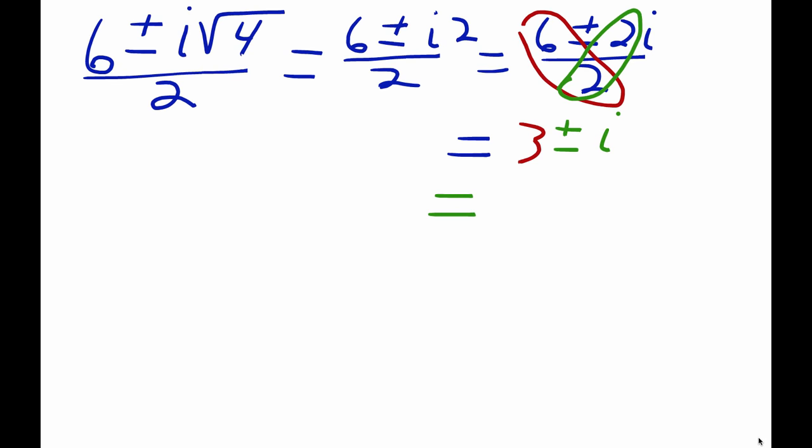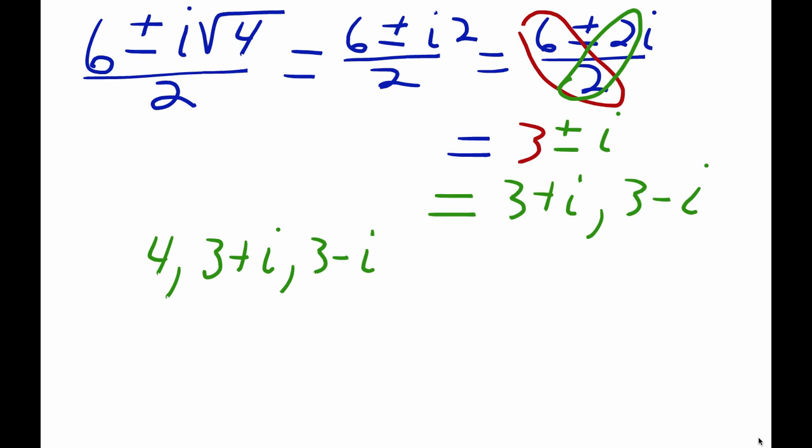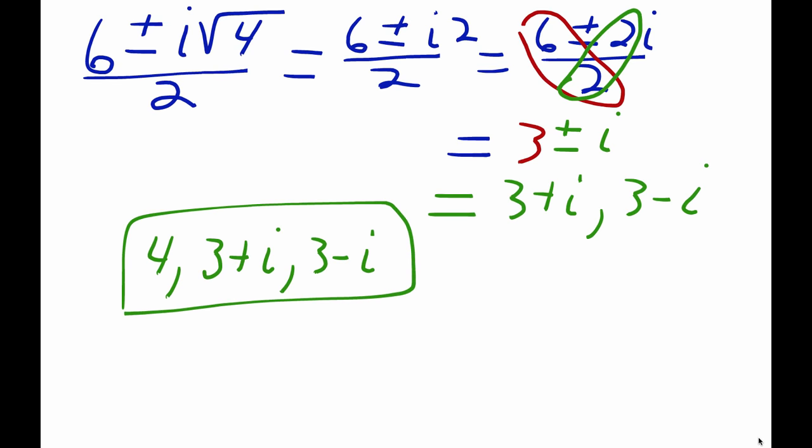So then my final answer is, to separate those, I have 3 plus i and 3 minus i. So those are my zeros. And so now I have those three factors. I have the x minus 4, the 3 plus i, and the 3 minus i. So my final answer then would be 4, 3 plus i, and 3 minus i. So that would be my answer. Those are my zeros.